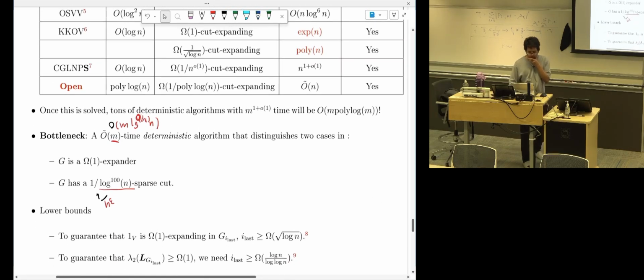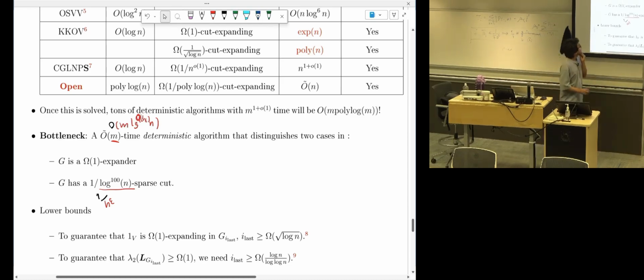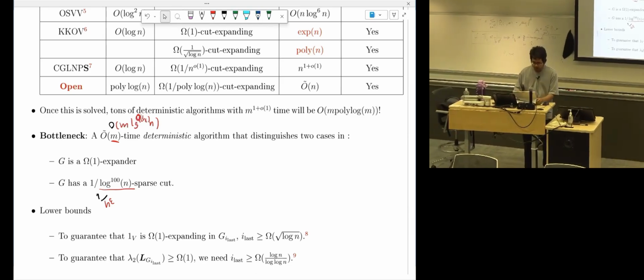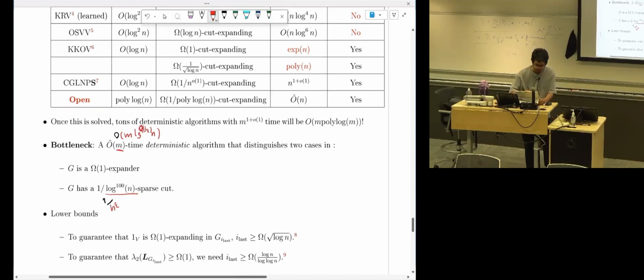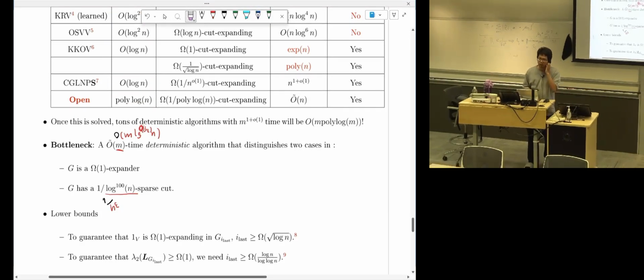Let me mention some lower bound. So you might wonder, how many rounds do we need? All these things need some number of log n, log squared rounds. Can we reduce the number of rounds?